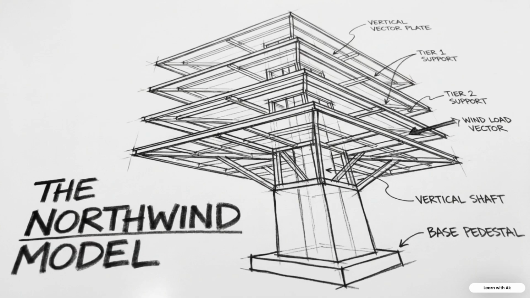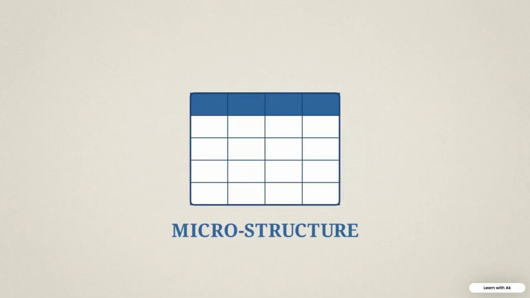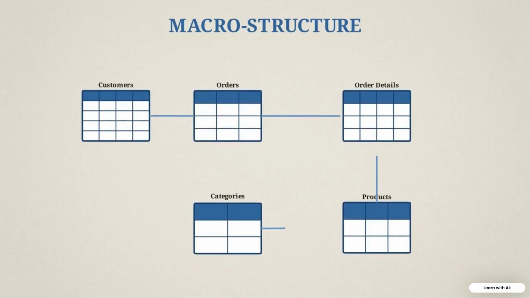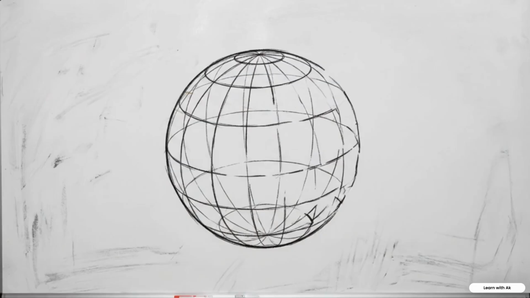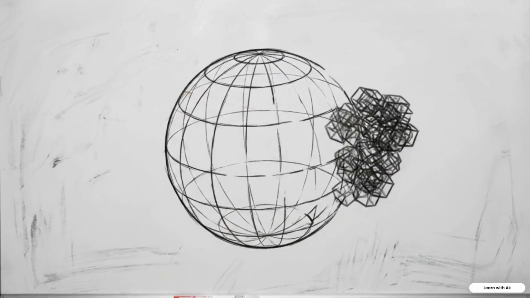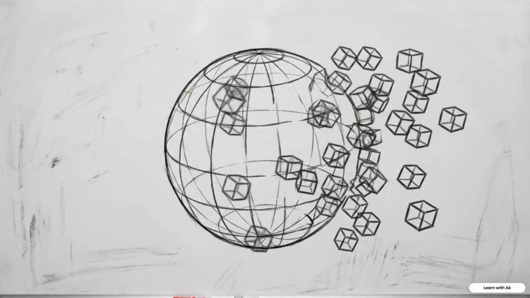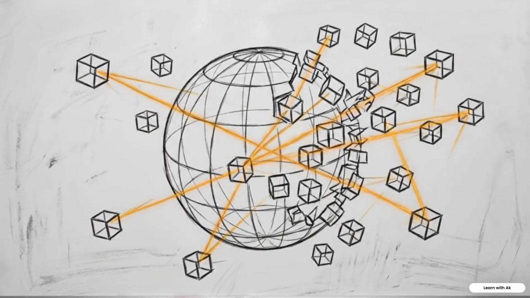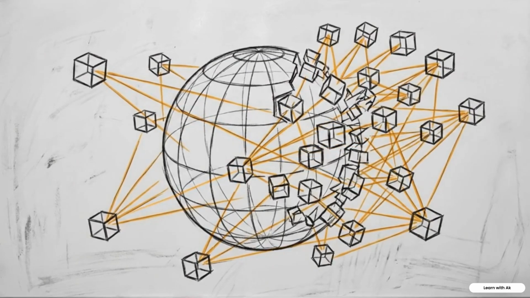under the pressure. To see how a true database engine works, we can reverse engineer a standard structural model known as the Northwind database. We will examine this architecture at two distinct levels: the microstructure, which is the geometry of individual tables, and the macrostructure, the dynamic links between them. Mastering an RDBMS requires understanding a specific counterintuitive concept. Physically isolating your data into separate containers is the only way to create systemic unity.